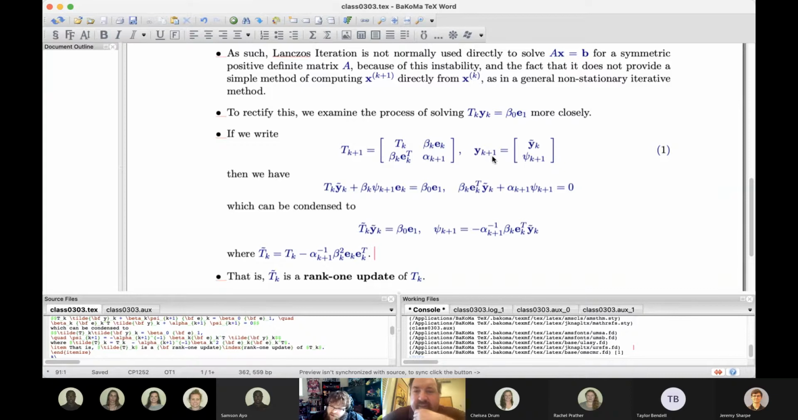And then yk plus 1, we're going to break it down in a corresponding structure. So Tk is k by k. So here we have a k vector, and this is just a number. Now, I need a tilde here because I have no reason to believe that the first portion of yk plus 1 is equal to yk. In fact, it's not true. It's some other vector that I don't know about yet. So that's why I'm calling it yk tilde.